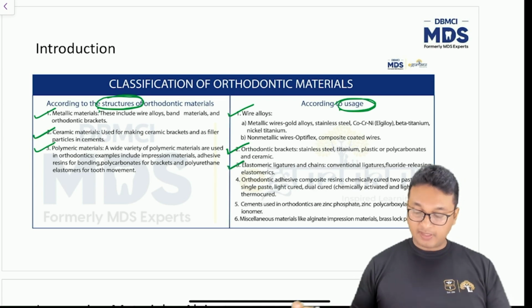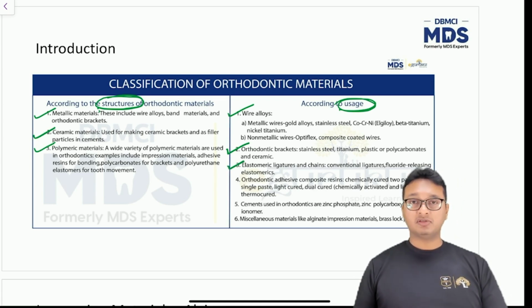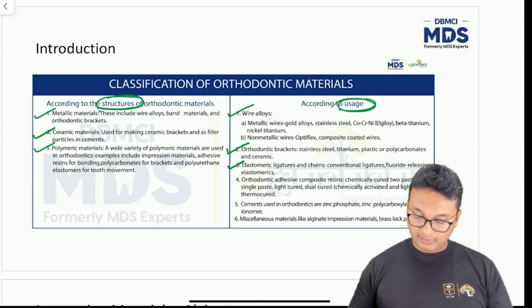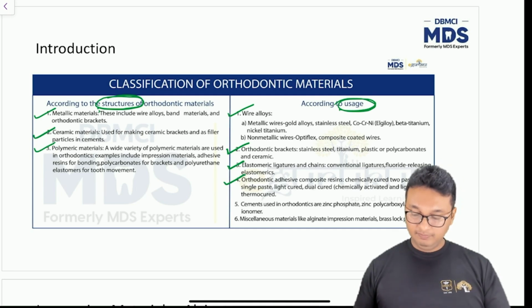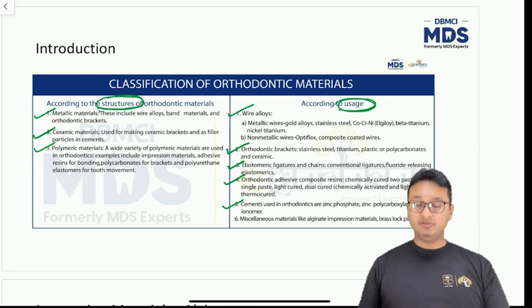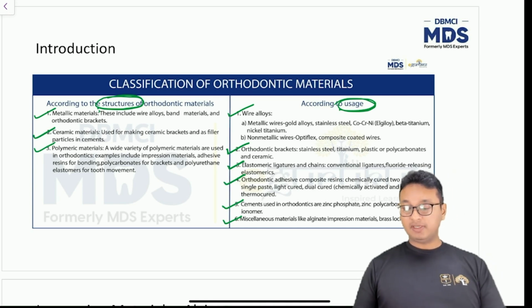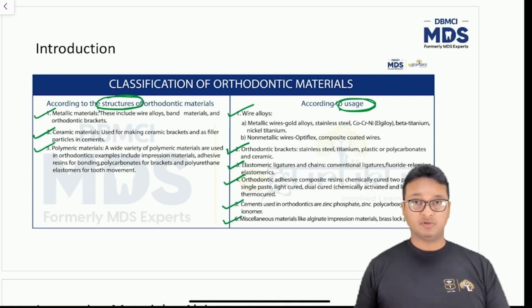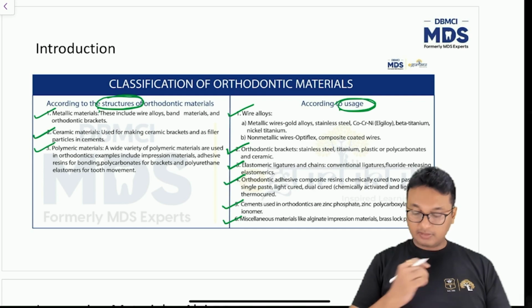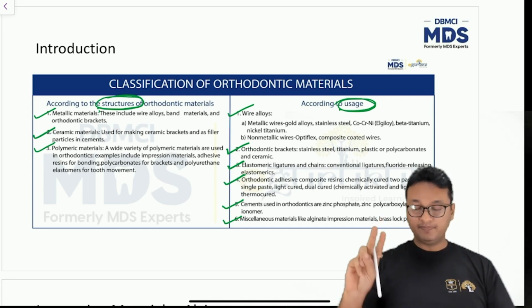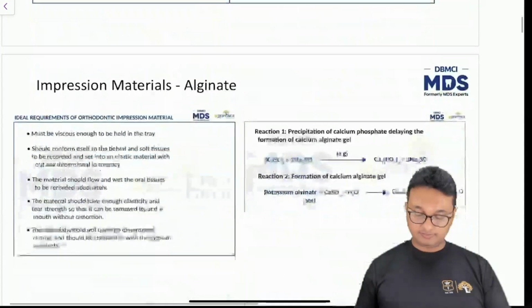Then we have elastomeric ligatures and chain, which are known as orthodontic auxiliaries, orthodontic adhesive composites, resins, cements, which can be used, and finally we have miscellaneous materials like alginate impression materials, brass lock pins, and so on. Right? So we have got classification according to structure and according to the applications.